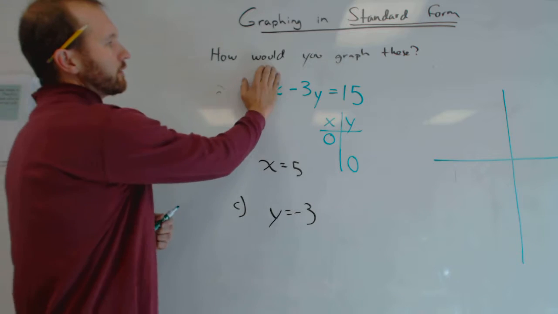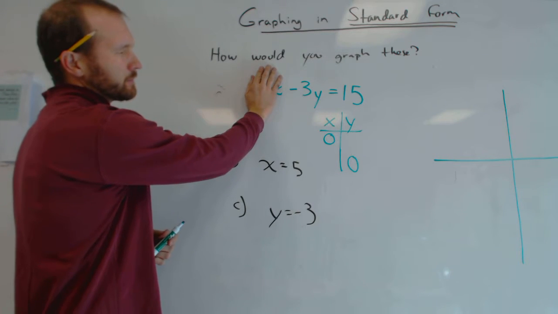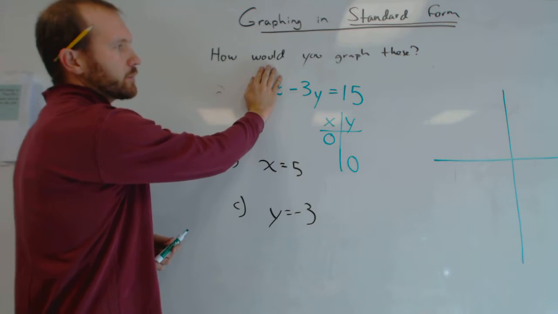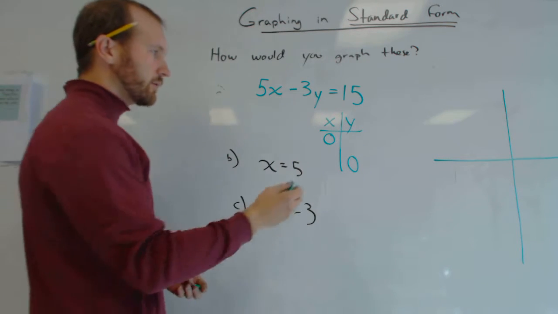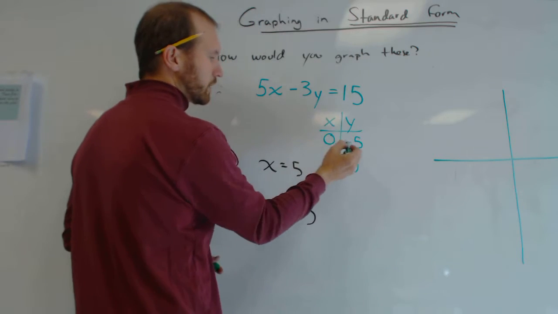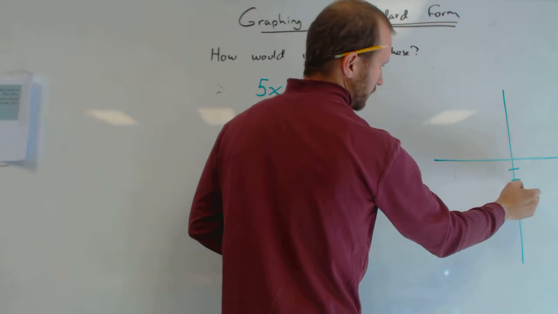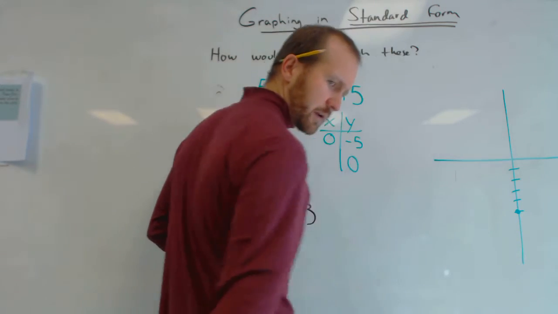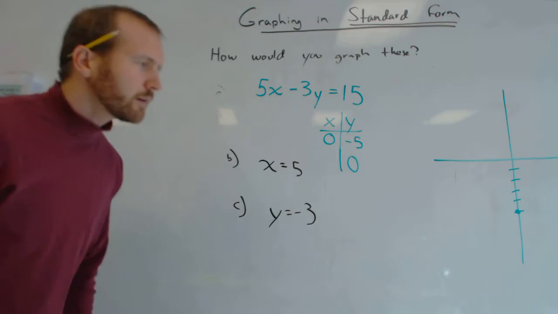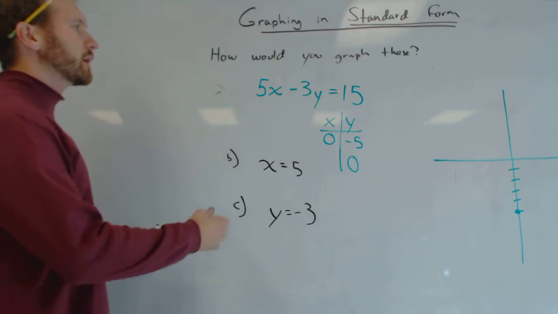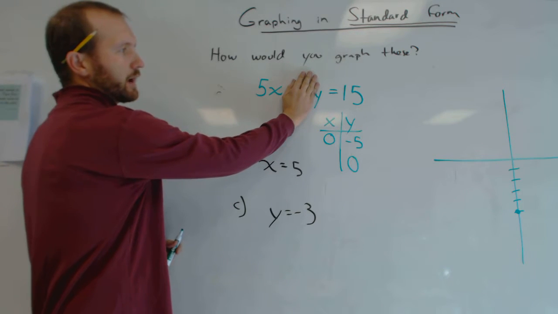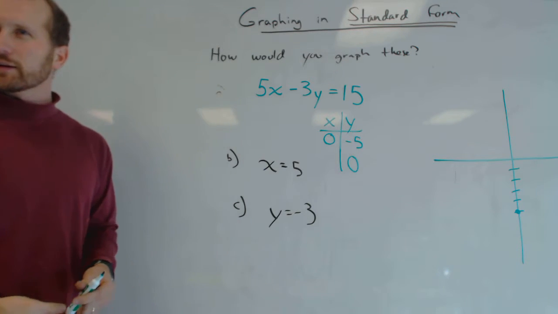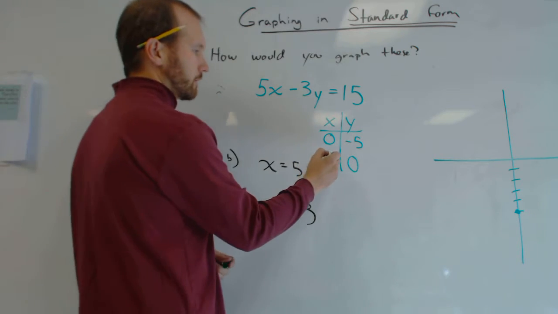We'd have negative 3y equals 15. Divide both sides by negative 3. y is negative 5. So 0, negative 5. 1, 2, 3, 4, 5. That's right there. Okay, when x is 0, we just did that. When y is 0, 5x equals 15. So x would be 3.